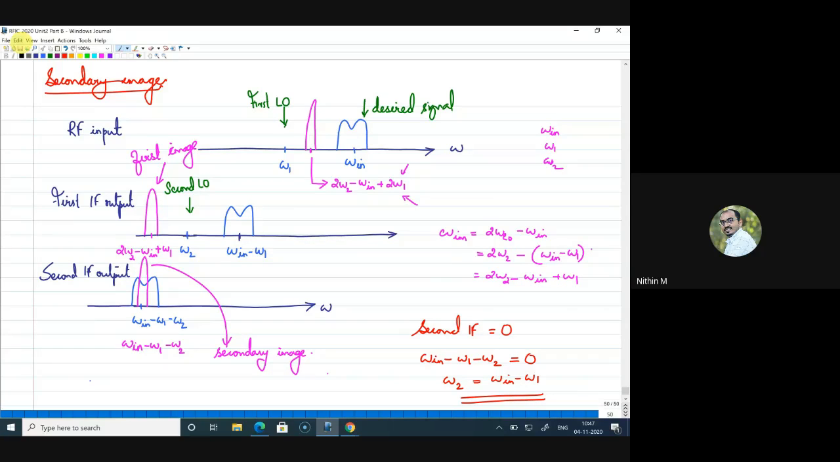So what we have discussed now is we have an RF input and there are two stages, first IF and second IF stage. We consider a signal which is lying less than ωin, and that led to a frequency which is actually corrupting the signal at the second IF output, and that we called the secondary image. One possible solution to eliminate the secondary image is by making the secondary IF value equal to 0, that is by using a second LO frequency of ωin minus ω1, right? So this is about the secondary image in the Weaver architecture.